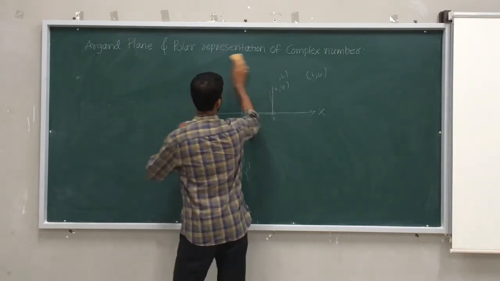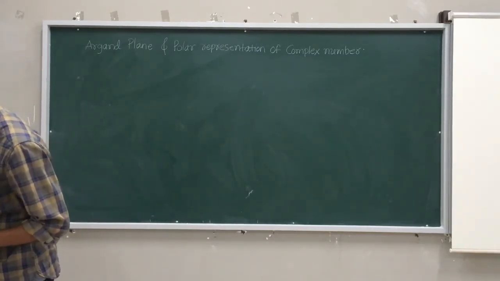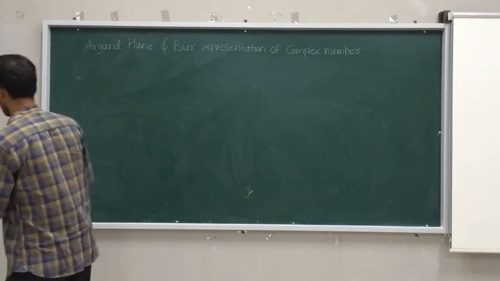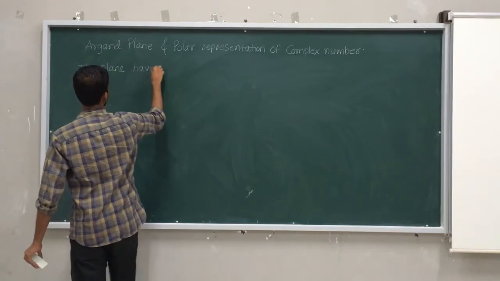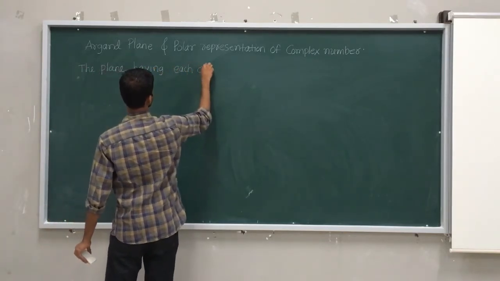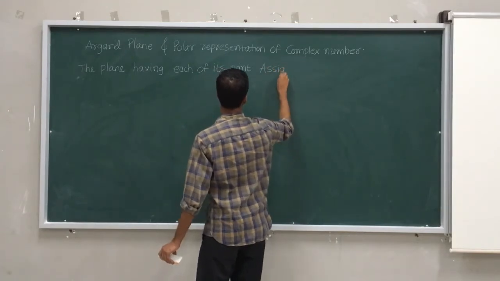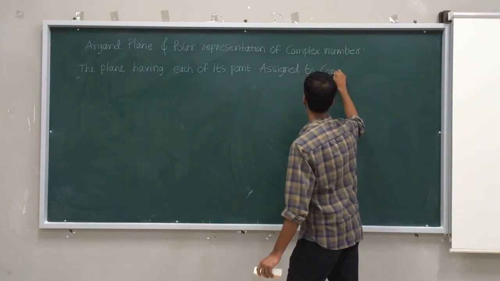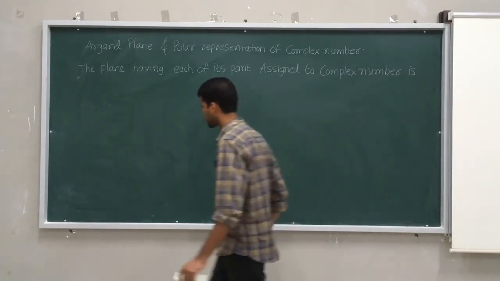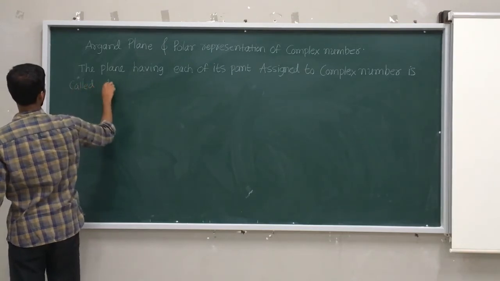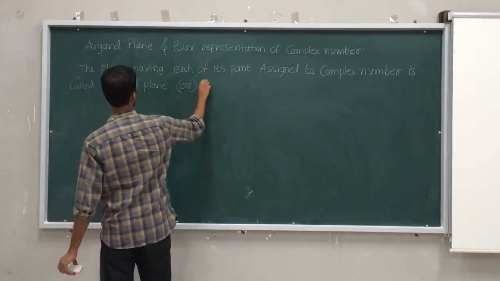Therefore, Argand plane is nothing but the plane having each of its points assigned to a complex number is called Argand plane, or one more name is complex plane.